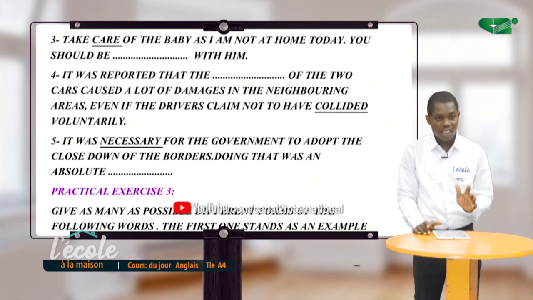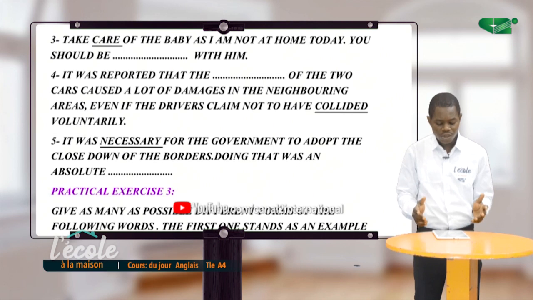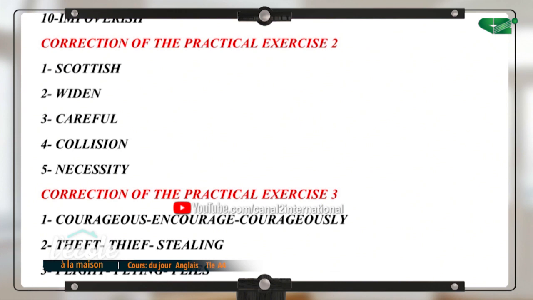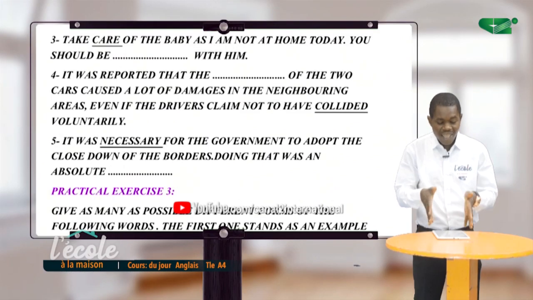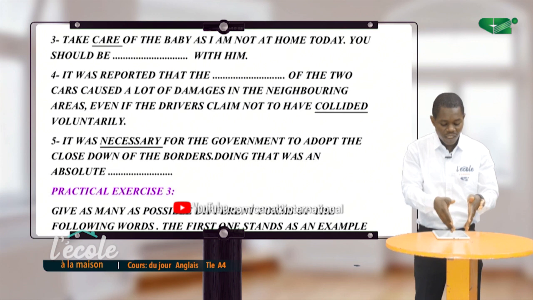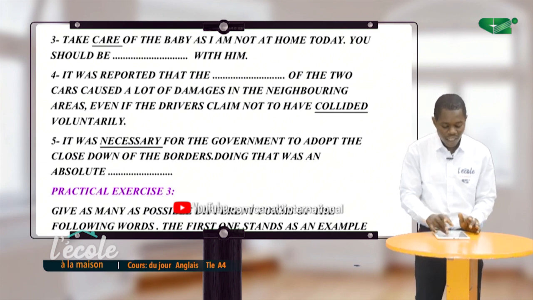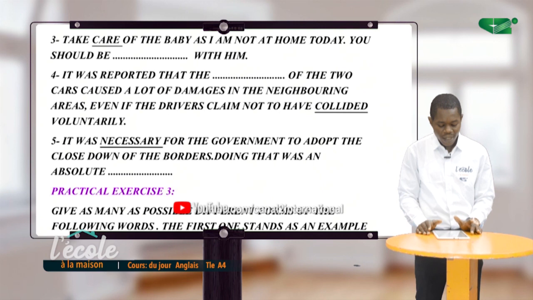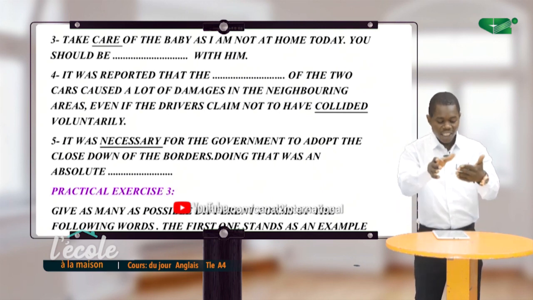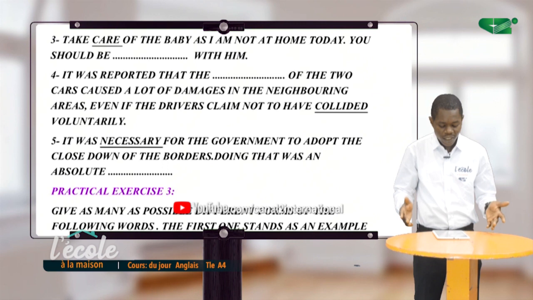Number 5. It was necessary for the government to adopt the close down of the borders. Doing that was an absolute what? Let us go back to necessary. From necessary, what do we do? You construct necessity because you have ity, which is the suffix remaining in the list. So you will drop ary and then you paste ity. It gives you: it was an absolute necessity.